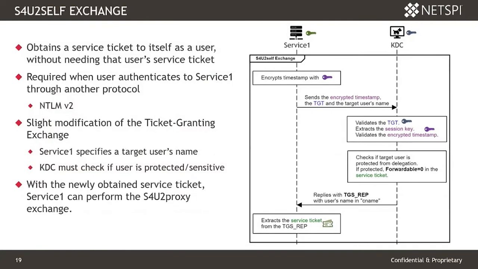Well, it's pretty similar to obtaining a service ticket through the normal ticket granting service exchange, but there's one key difference. After validating Service 1's TGT, the KDC has to check if the specified target user is protected from delegation. Remember, an account can be configured as sensitive, or it could be a member of the protected users group. If either of these are true for the requested user, then the service ticket that's returned will not be forwardable. That is, in its metadata, the forwardable bit will be set to 0. The KDC will still return the service ticket to Service 1, but this forwardable bit signifies if the user is allowed to be delegated or not.